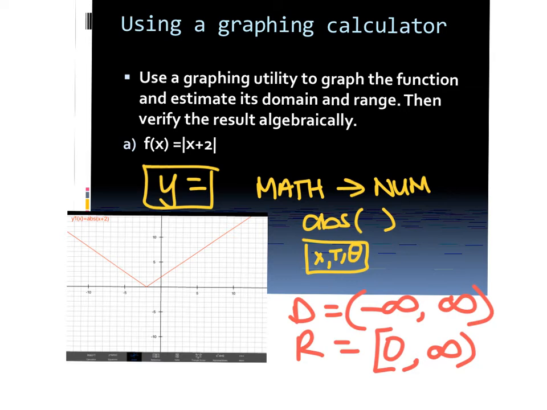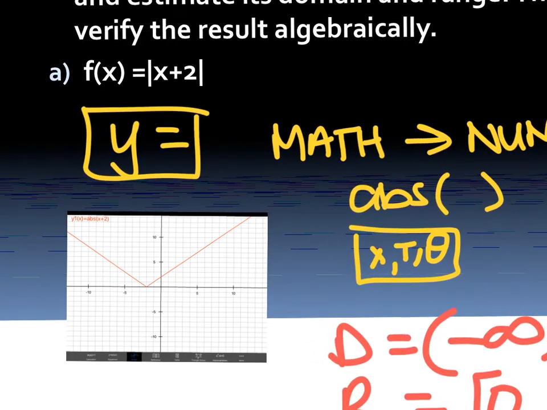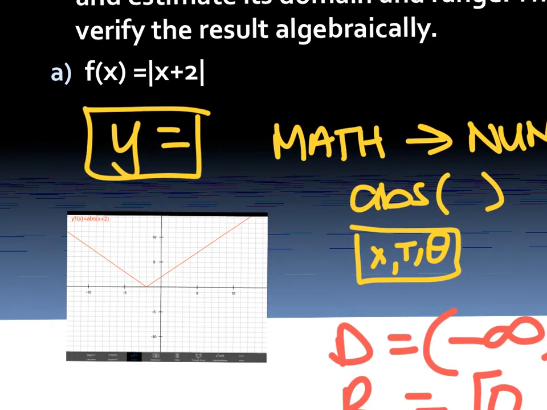All right, then it says verify the result algebraically. So think about what we did in the section that we just finished. If I was asking you for domain of f of x equals x plus absolute value of x plus 2, is there a restriction as what I can plug in there? Is there something that makes an absolute value undefined? No. So the answer there, domain is all real numbers. Does that make sense? It should match your graph.